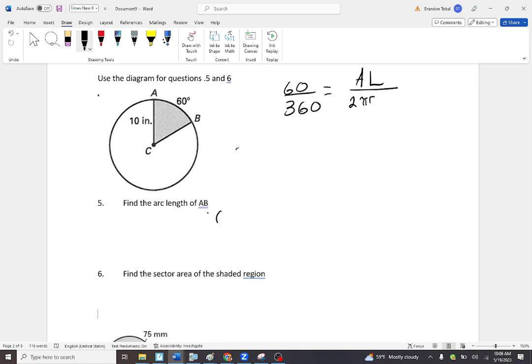But I know what pi is, and I know what r is, so I can replace that. So let's do the work here. 60 over 360. And this is 60, let me just point out, because the degrees is 60. It's whatever the angle is, okay? Equals the arc length over 2 times 3.14 times r, which in this case is 10. 60 divided by 360, I could simplify that to 1 over 6, because I could take out 60 on top and bottom.